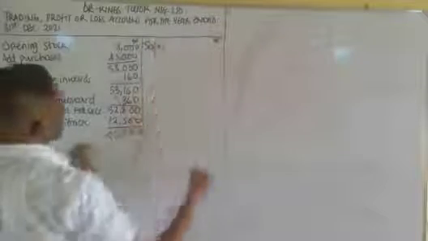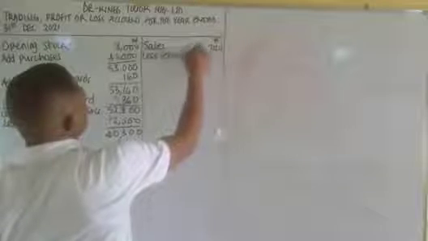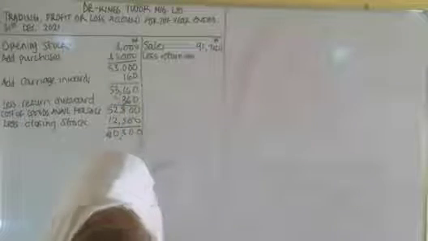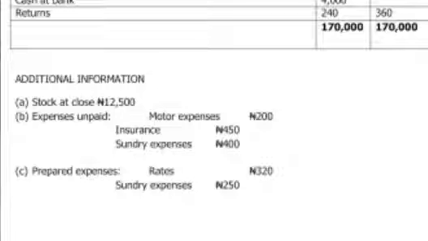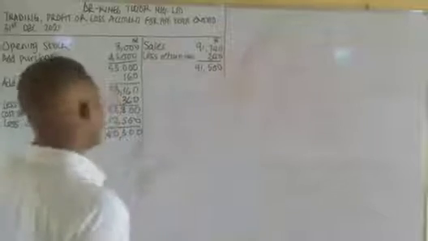So come at the right hand side. It's supposed to be our sales. And let's check in the question, what is our sales? Sales there is 91,740. You see, to get out purchases in the trial balance. And let's see if there's return inwards. Return inwards is 240. So we have 91,500. Okay? From this now, remember this becomes our cost of goods sold.